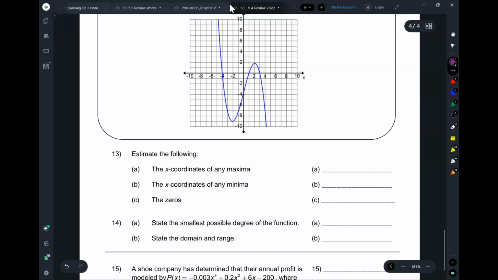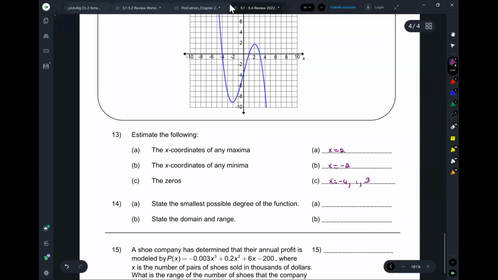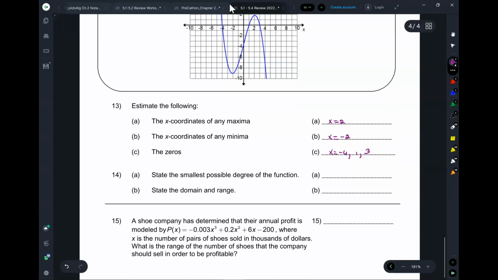So, maxima, x-coordinates, what do you think? X equals 2. Minima, x equals negative 2. Okay, the zeros, we have 1 at negative 4, 1, 3. And if it's between two integers, I just want you to approximate to 0.5. Okay? Is that cool? Okay. Smallest possible degree of the function? 3. Everybody agree with that?